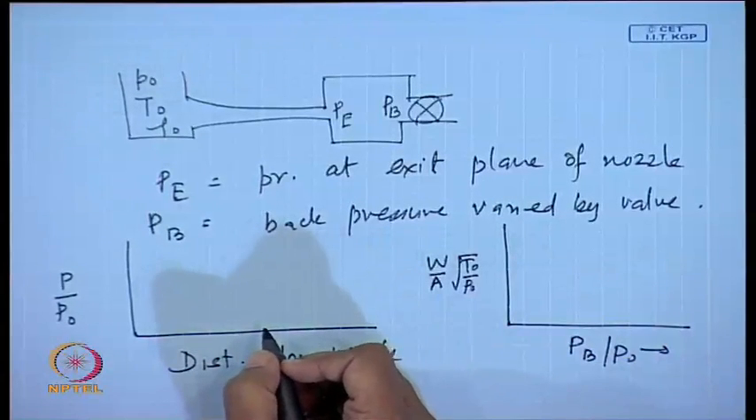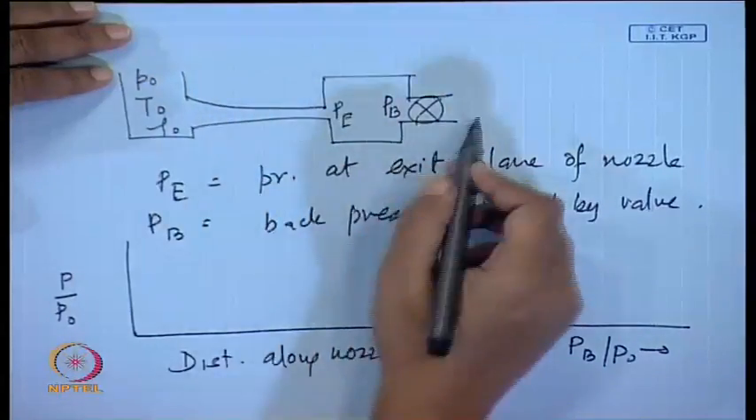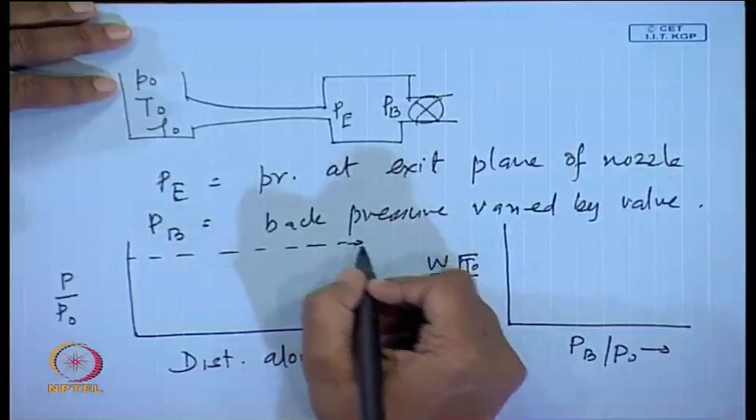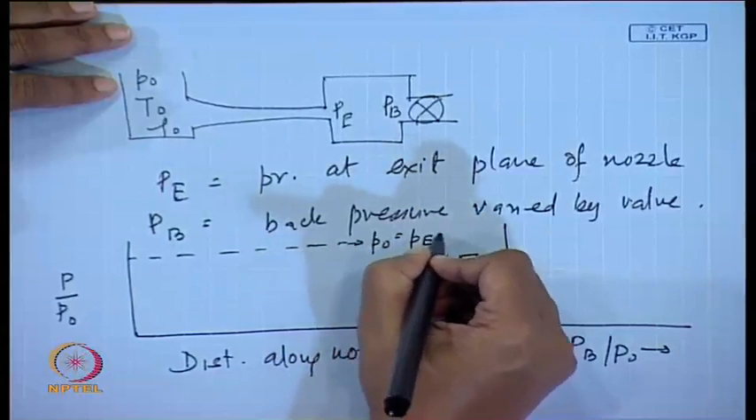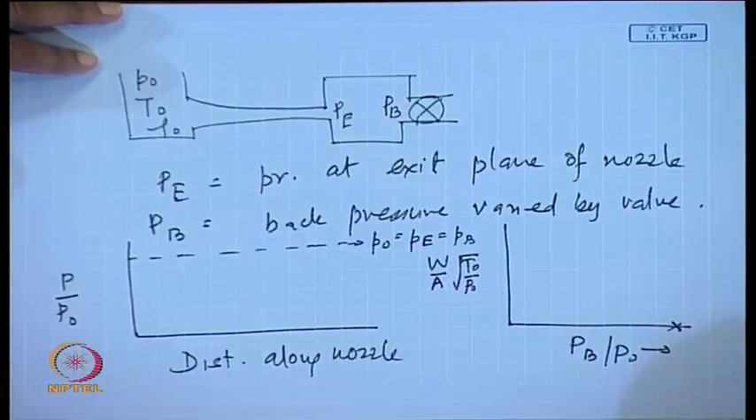So, initially what do we find? Initially we find that everything is equal and therefore the curve is something of this sort, where P0 equals P_E equals P_B. Under that condition there is no flow.